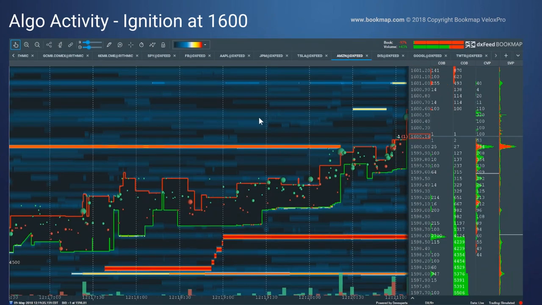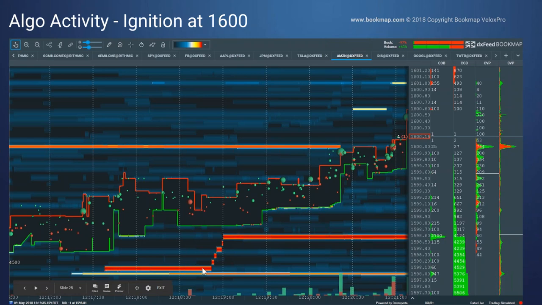Now let's talk a little bit more about some microstructure and some algorithmic activity. We're looking at Amazon here, and looking at an ignition algo that pushes price through 1600. Pretty important area in Amazon. You see this dark area in between here is the spread. We're looking at a pretty high price here, so the spread is pretty wide. Nonetheless, here's an ignition algo, and this is what it looks like, and it's captured here because we record all of these areas of high liquidity. It'd be rather difficult to see this in a DOM.